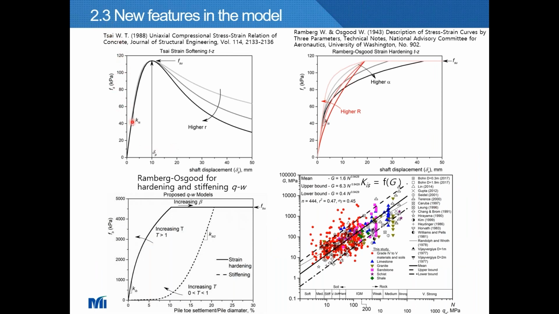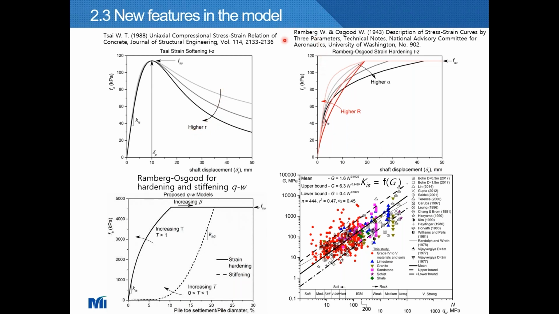The Chai equation, which was originally used to model the stress-strain behavior of concrete, was adapted to model the softening TZ curve. The input parameters are ultimate shaft resistance and the corresponding shaft displacement. KIS is the initial stiffness of the TZ curve, which is a function of shear modulus of the surrounding soil, and a constant R, which controls the degree of softening.